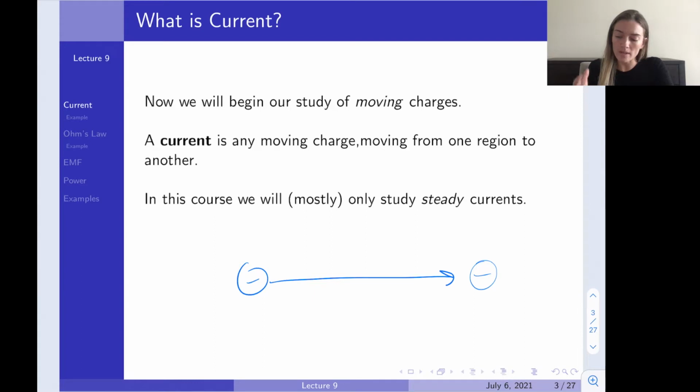So in this course, we're going to be studying mostly steady currents. There might be some examples in chapter 26 where we have a variable current that depends on time. But for the most part, we're going to be doing steady currents where we just have, like a 2 amp current or a 3 amp current, and it's not changing with time. So that's what we mean by steady currents. The amount of current is constant with time.